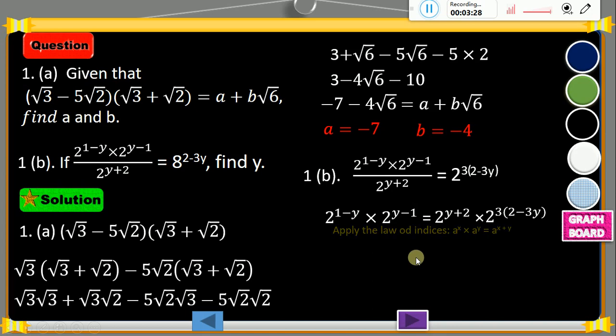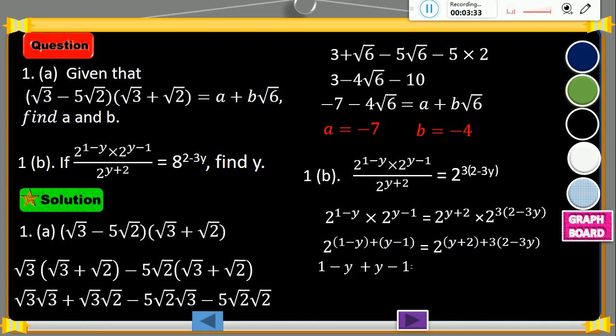Apply the law of indices. Then cancel out the like terms. Then we're left with 0 minus 0 is equal to 8 minus 8y, and then 0 minus 8, and then that gives us this. Then 8y is equal to 8. Finally, y is equal to 1.